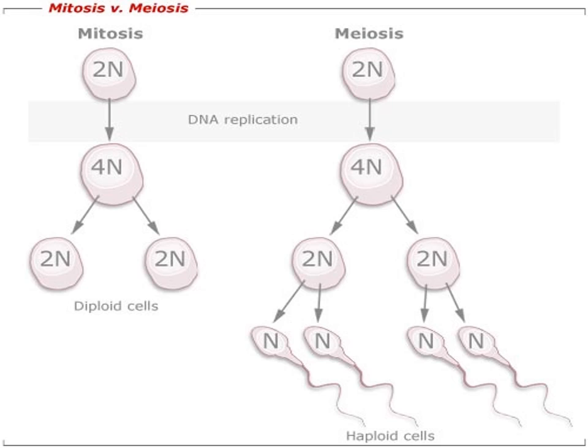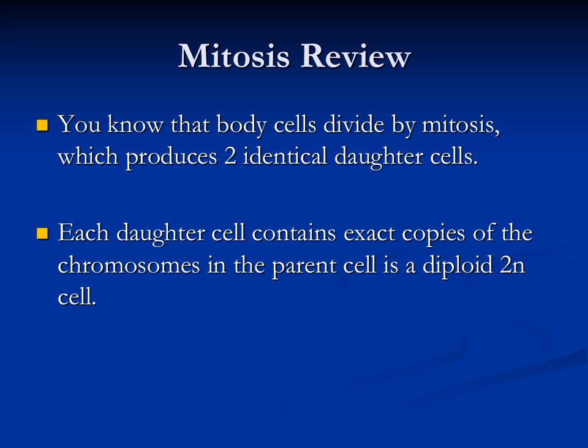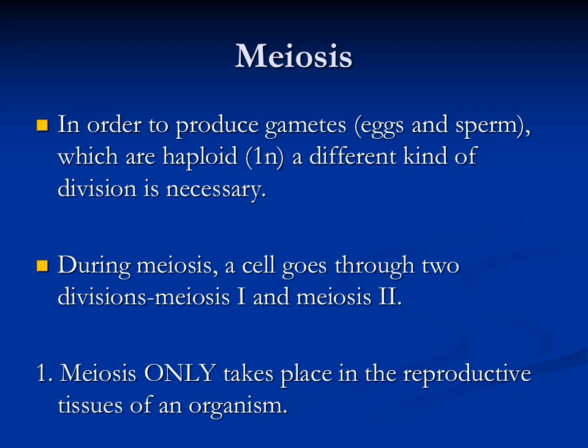So skin cells and hair cells and any kind of cell but sex cells is mitosis. So mitosis review quickly. You know that the body cells divide by mitosis, which produces two identical daughter cells. Each daughter cell contains exact copies of the chromosomes in the parent cell and is a diploid 2N cell. So in short, in an easy way that you could understand, mitosis makes every kind of cell in your body except for sperm or eggs. Meiosis makes only sperm or eggs, or sperm and egg combined.